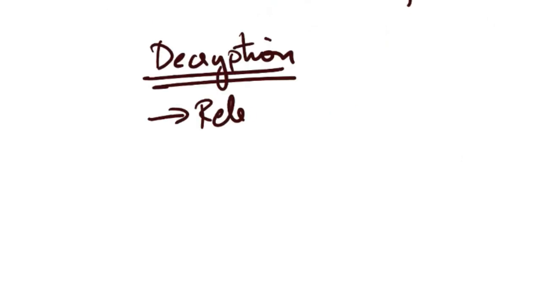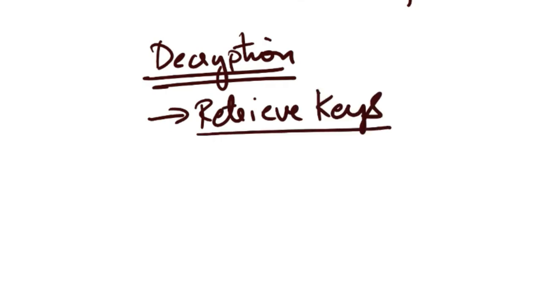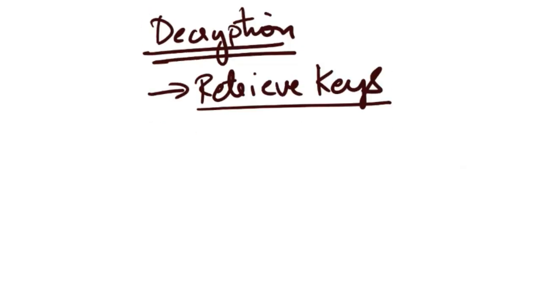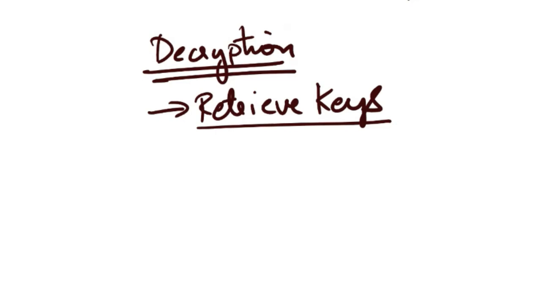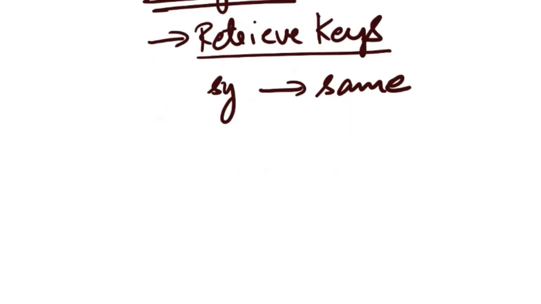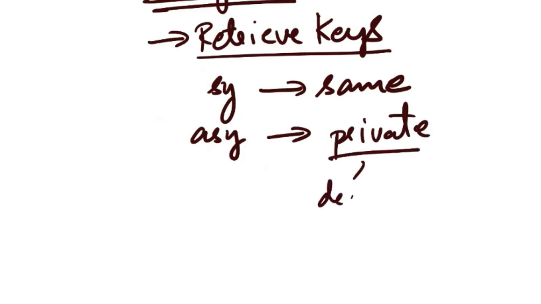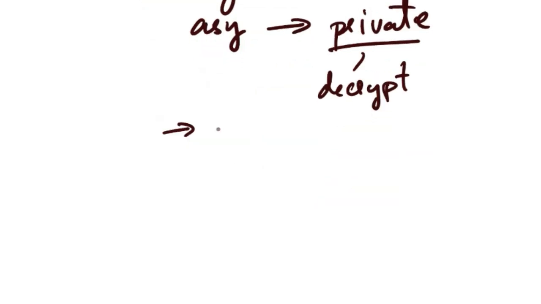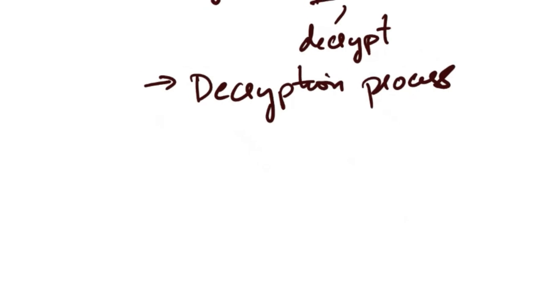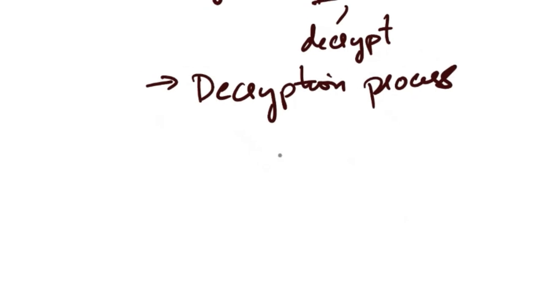Now let's look at decryption, how it is done. First step is to retrieve keys. So you obtain the appropriate decryption keys required to decrypt the ciphertext. In symmetric, like I said, the same key used for encryption is also used for decryption, while in asymmetric, the private key is used for decryption. Next is the decryption process. Apply the decryption algorithm to the ciphertext.